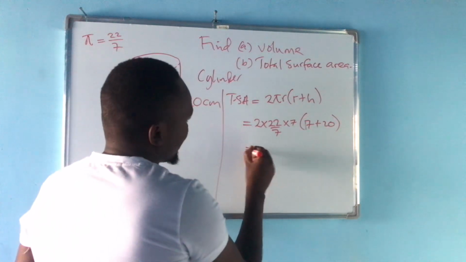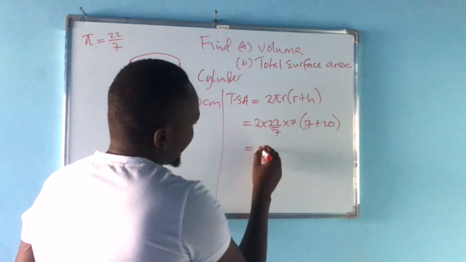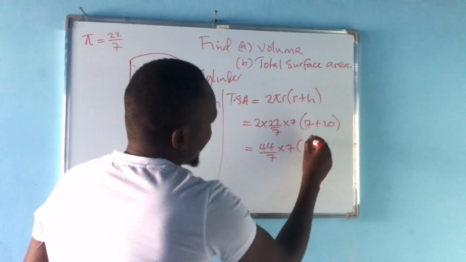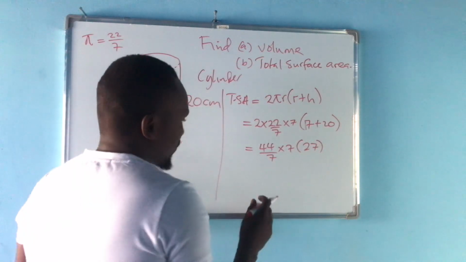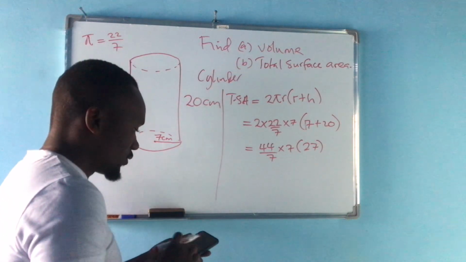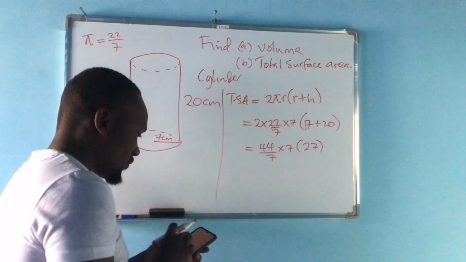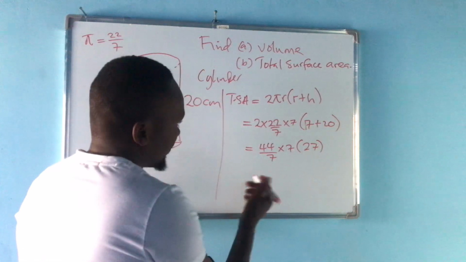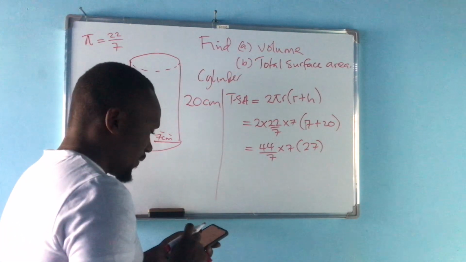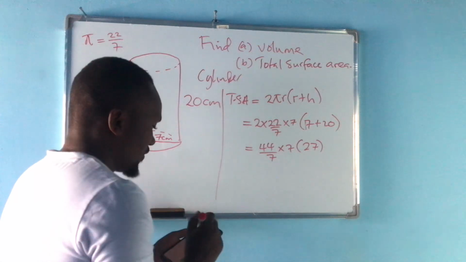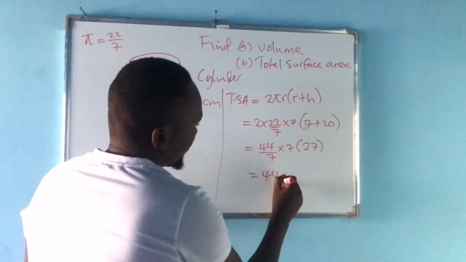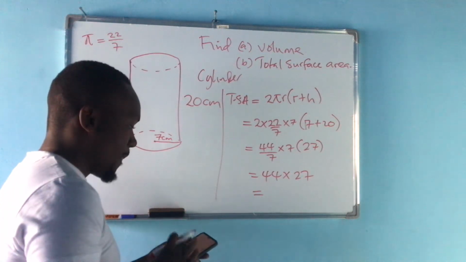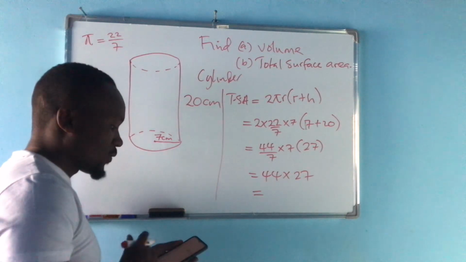What we can do here is just multiply. 2 times 22 gives us 44, so we'll have 44 over 7 multiplied by 7, and here we'll have 27. We can now use our calculator to multiply 44 times 7, and we'll get 308. We can even divide 308 by 7, which gives us 44. So we're going to have 44 multiplied by 27. What is this going to give us?